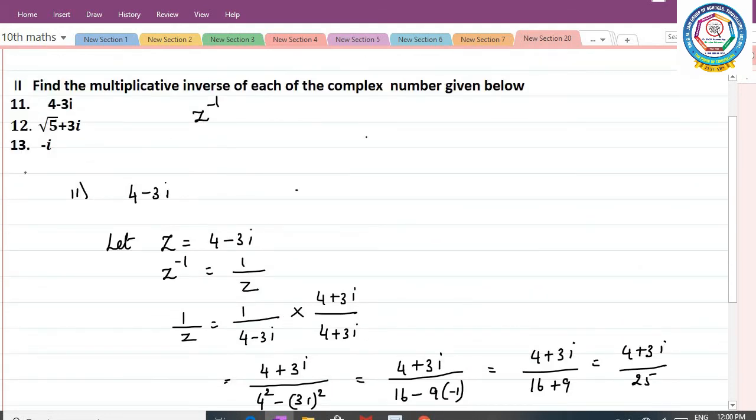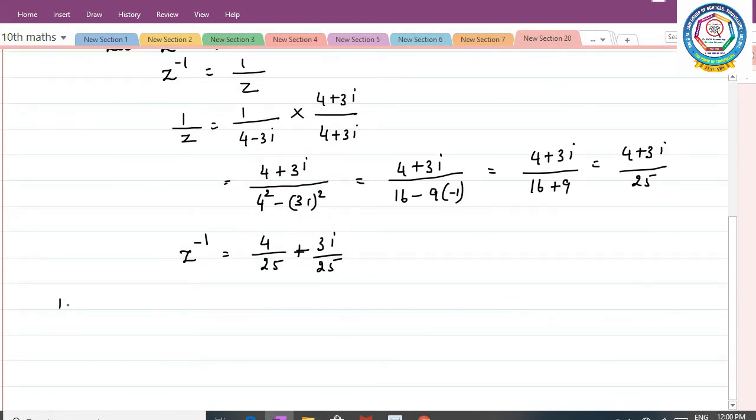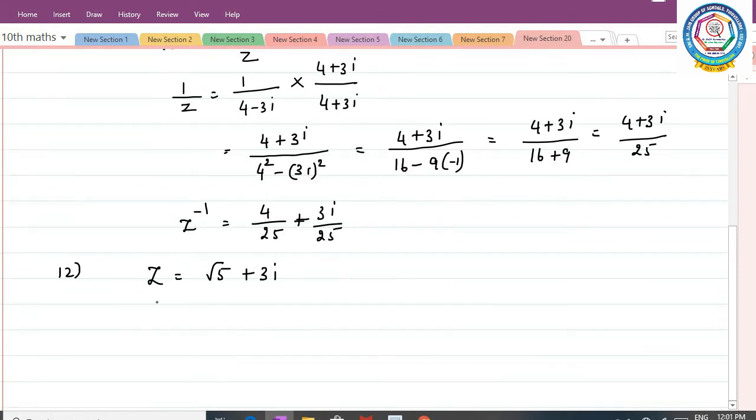So next question, the 12th question: root 5 plus 3i. So let us take z equal to root 5 plus 3i. They ask for z inverse. So you should take 1 by z equal to 1 by root 5 plus 3i. We have to take the conjugate of that one. So root 5 minus 3i by root 5 minus 3i.